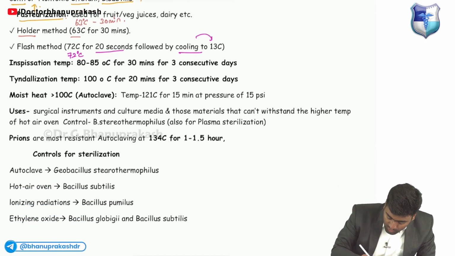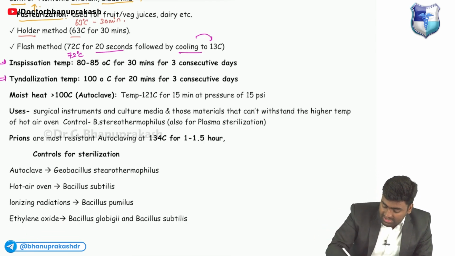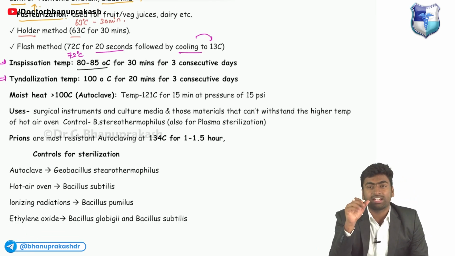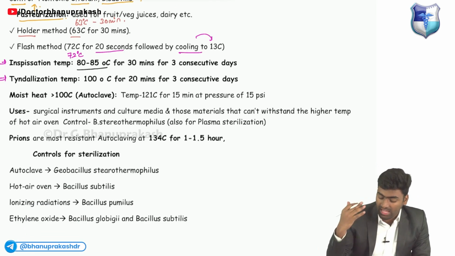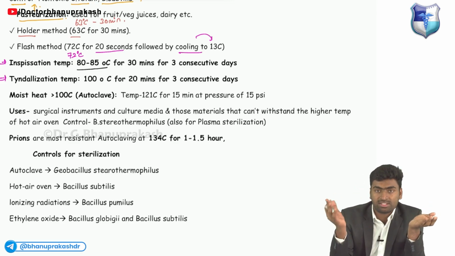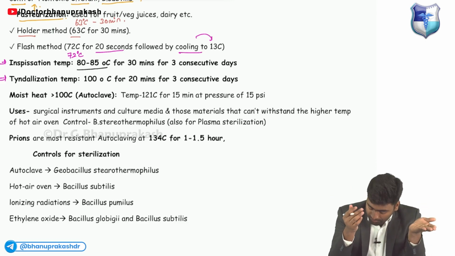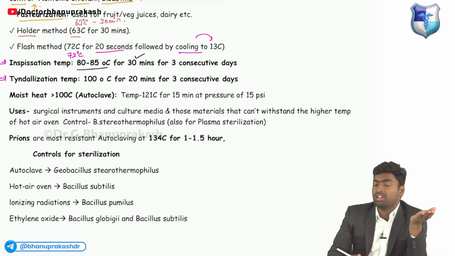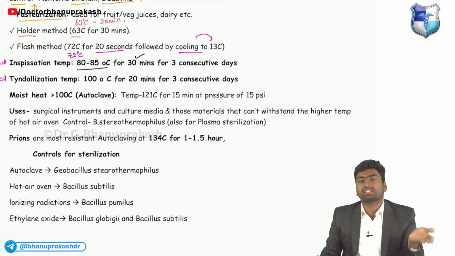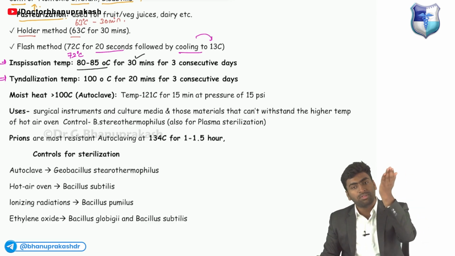Next, a few more methods, which are inspissation and tyndallization. Inspissation is done at 80 to 85 degrees Celsius. And remember, it is done for 30 minutes for 3 consecutive days. For example, you did it on Tuesday at 2 p.m. for 30 minutes, and the next day, Wednesday, you do it at 2 p.m. for the same 30 minutes. So the same you will do one more time.